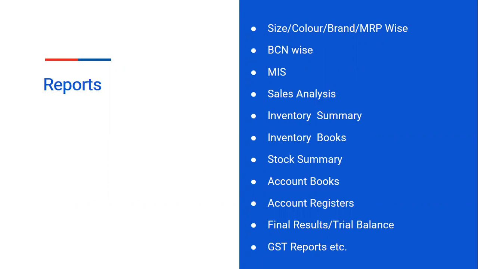We have the final results, trial balance, P&L, balance sheet, etc. GST reports also we have here: GSTR1, GSTR2, GSTR3B, GSTR6, ITC04. GSTR9 report we have here. Almost all kinds of reports we have with Busy.